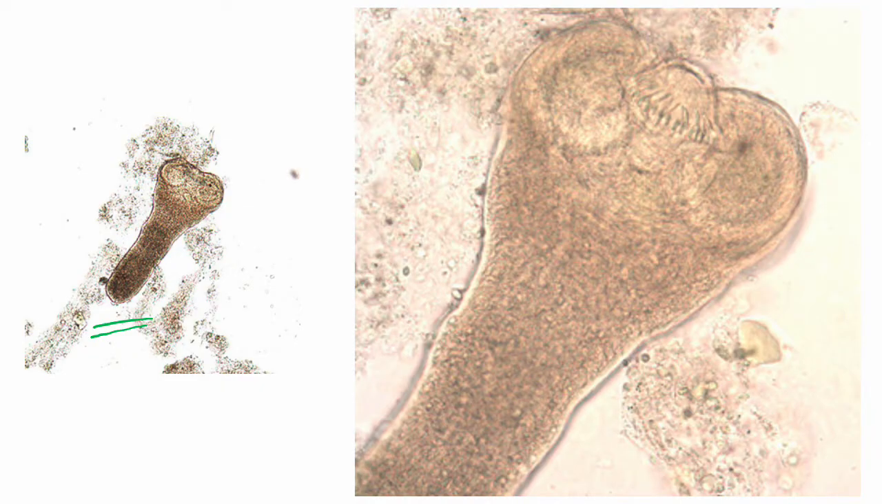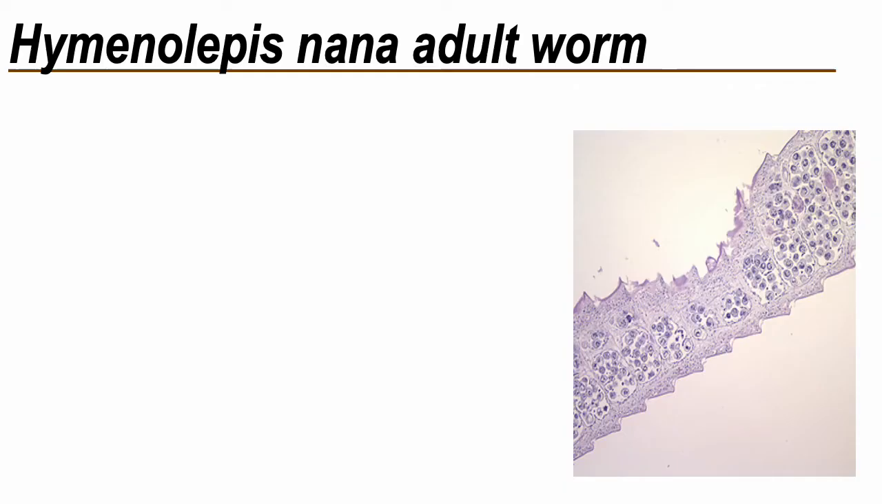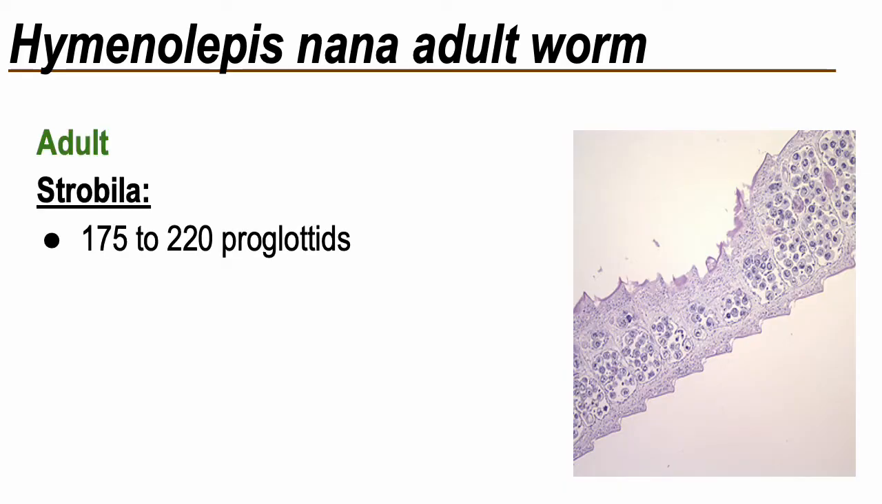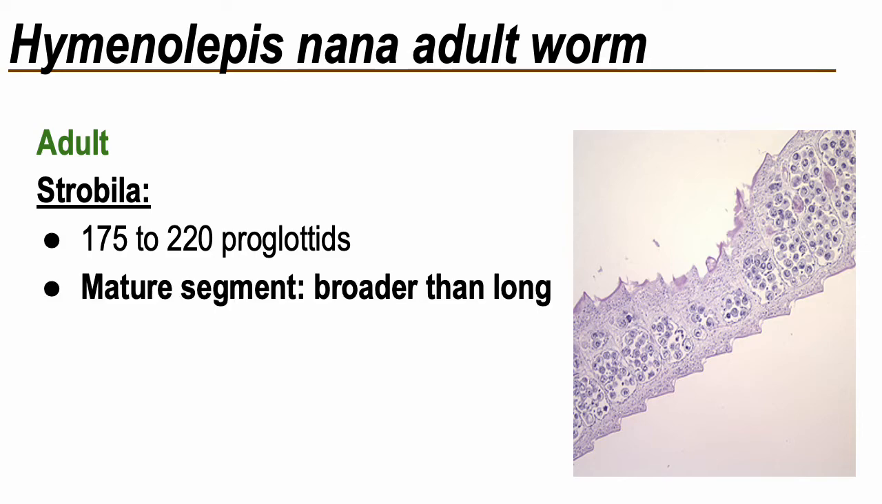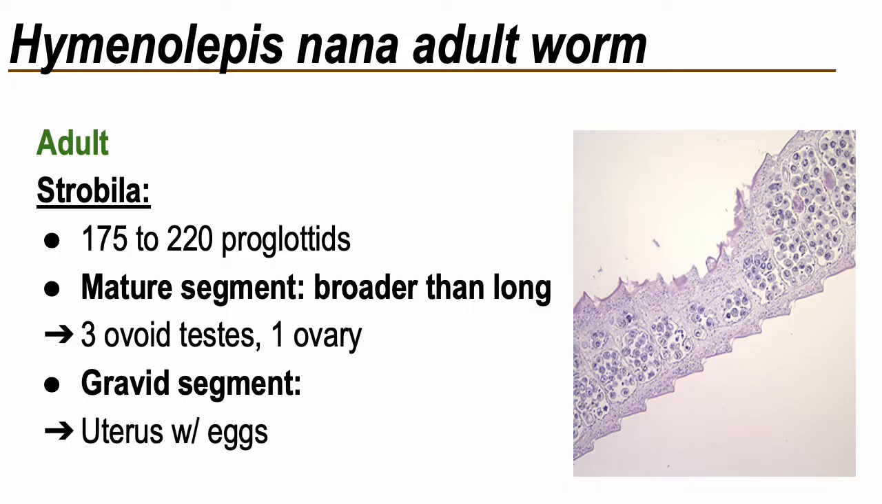We have four muscular cup-shaped suckers, which unfortunately only 2 are visible. So the 2 cup-shaped suckers are located at the back, and in terms of their rostellum, it has a retractable rostellum with 20 to 30 Y-shaped hooklets. For the strobila of Hymenolepis nana's adult worm, it contains around 175 to 220 proglottids or segments. The mature segment is broader than long, and it contains 3 ovoid testes for every 1 ovary, while the gravid segment contains the eggs.